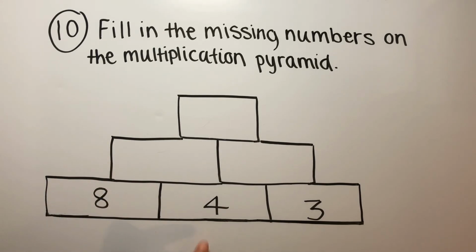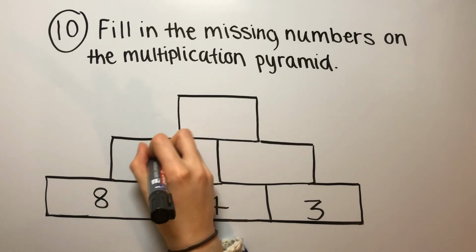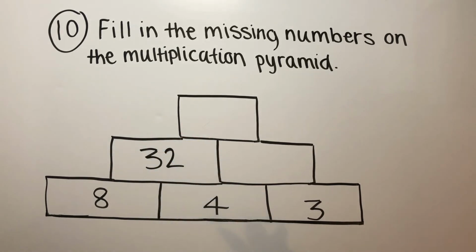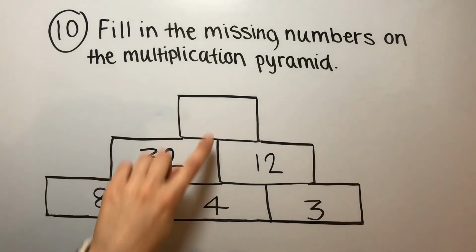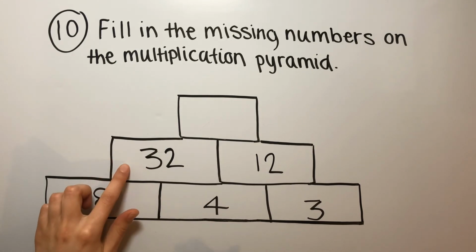8 times 4 is 32. 4 times 3 is 12. And 12 in this box. Now for this one, we're going to times 32 and 12 together.